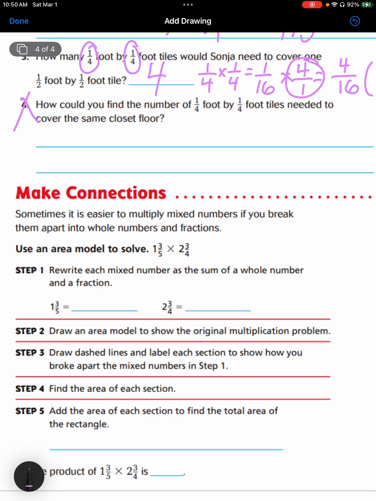Okay, making connections. So use an area model to solve this equation: 1 3/5 times 2 3/4. So first thing they want us to do is rewrite each mixed number as the sum of a whole number and a fraction. So it's just saying break it down. So if we're going to do 1 3/5, it's just 1 plus 3/5. Because it uses the word sum, that means I have to have addition somewhere in here. Same thing with 2 3/4, you would do 2 plus 3/4.